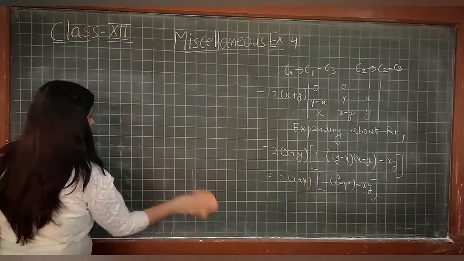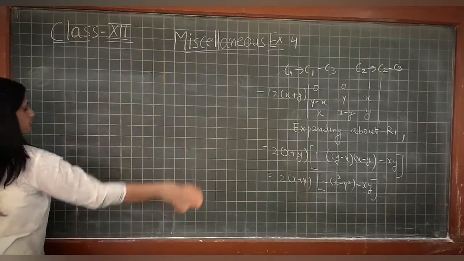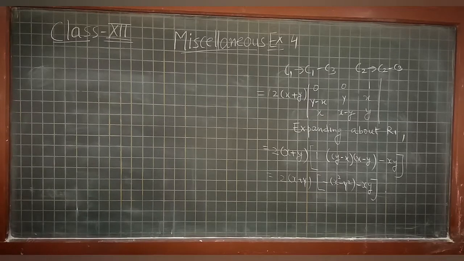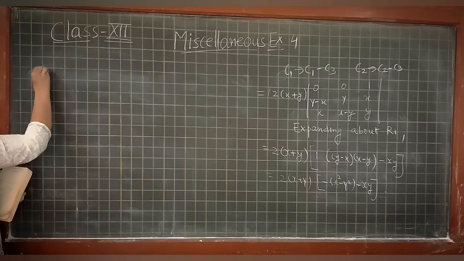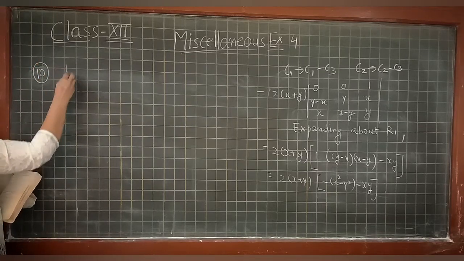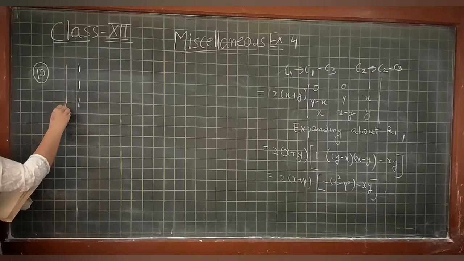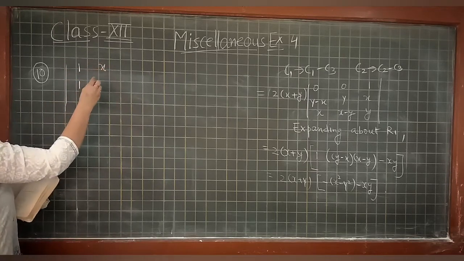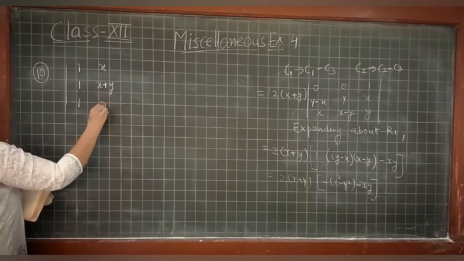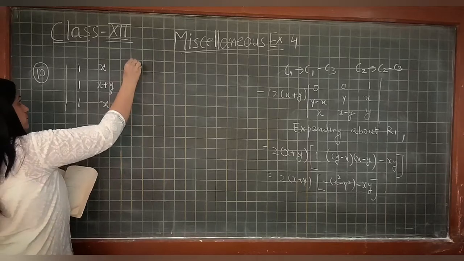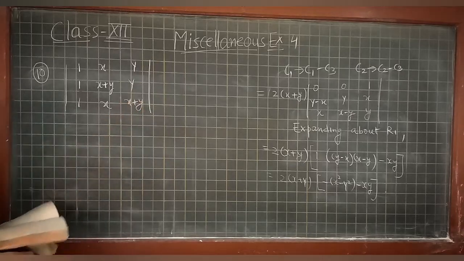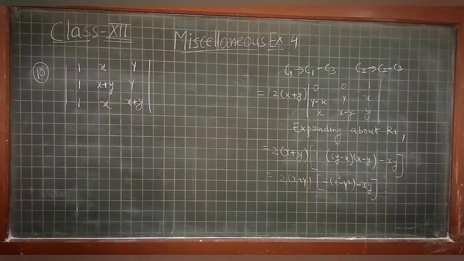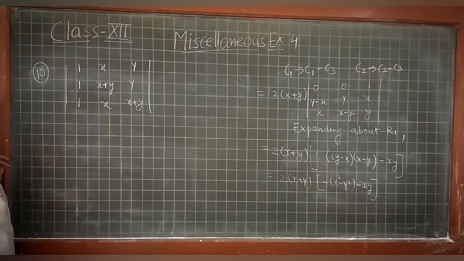So question number 10 is, all of you complete this question. Now question number 10 is, you have to evaluate 1, then x plus y, x, y and x plus y. Okay, so now again you have 3 ones in C1. So you can make this 2 ones equal to 0.